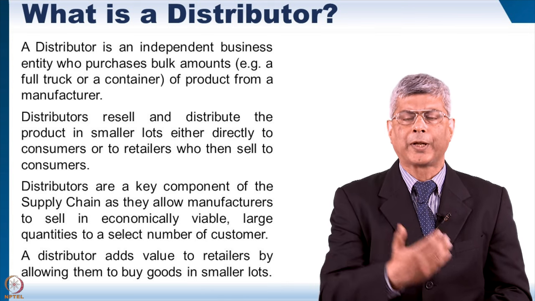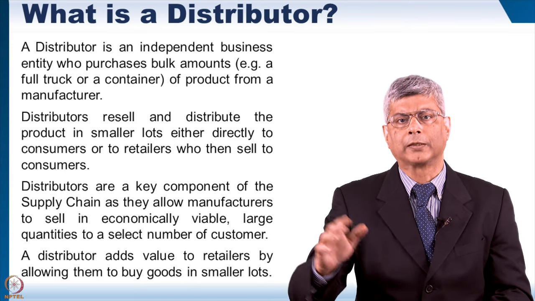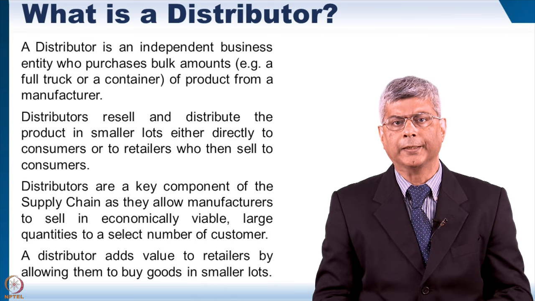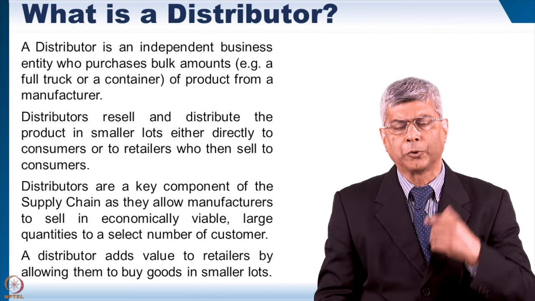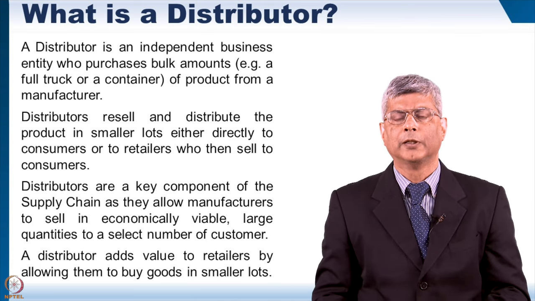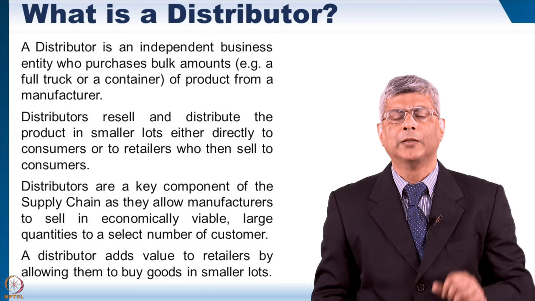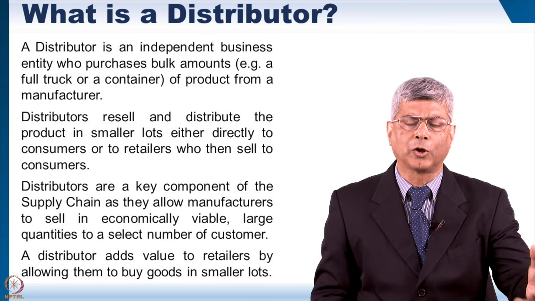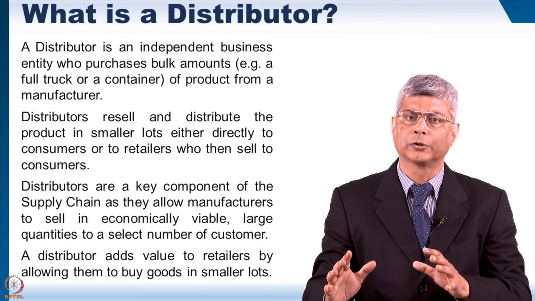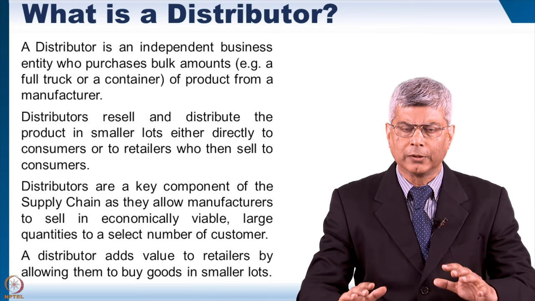So a car or a truck distributor may buy 100 trucks or 1,000 trucks from Tata Motors or Ashok Leyland or Ford or General Motors or Toyota. So they may buy thousands of trucks, but maybe sell 10 trucks to a B2B customer, which means a corporate customer. Or they may sell one truck to the driver. And same with phones or soaps or detergents. So that's why they are called distributors.